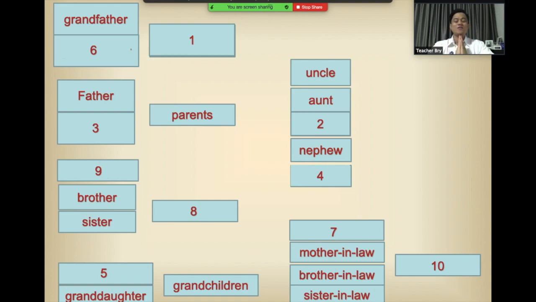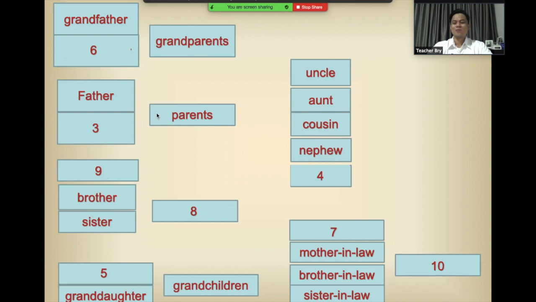Now, let's reveal them one by one. Starting off with number 1. So if we have grandfather here, what could this one be? Right, if you answered grandparents, you're correct. Now, if we have uncle and aunt here, what could this be? Uncle, aunt, right. So you have your cousin. So your uncle, your aunt, their child is your cousin.